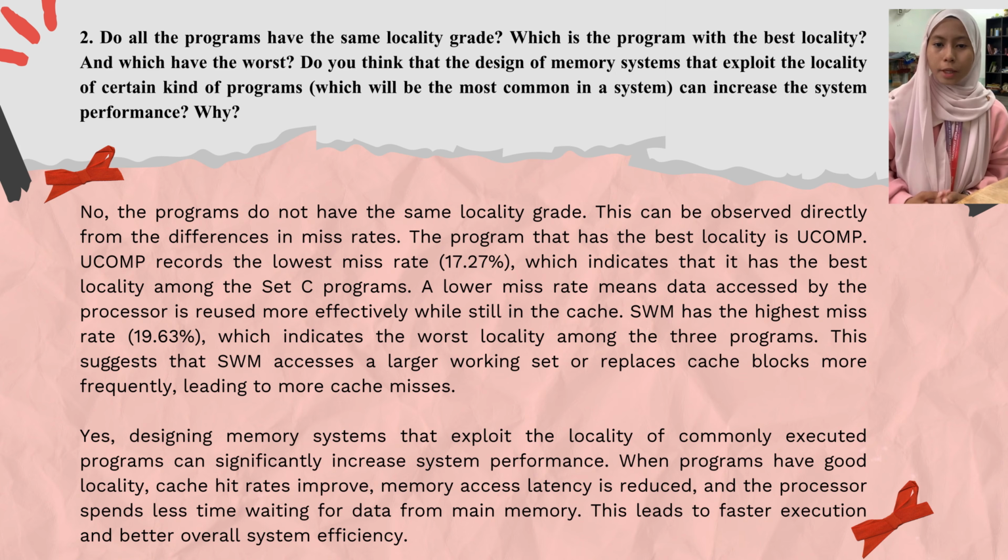The program that has the best locality is UCOM. UCOM records the lowest miss rate, which is 17.27%, which indicates that it has the best locality among the SPEC programs. A lower miss rate means data accessed by the processor is reused more effectively while still in the cache. SWM has the highest miss rate, which is 19.63%, which indicates the worst locality among the three programs. This suggests that SWM accesses a larger working set or replaces cache blocks more frequently, leading to more cache misses.